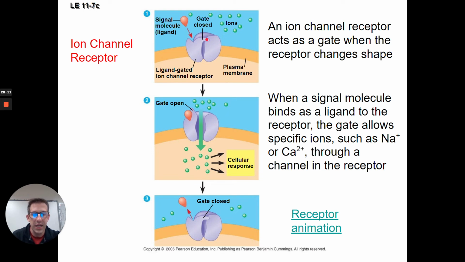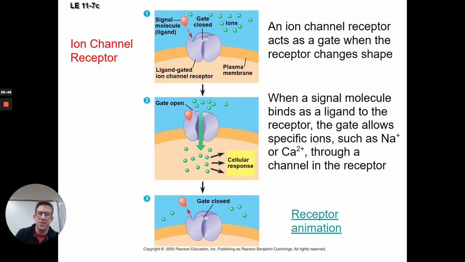Initially, it's got this little gate across the pore, all right? And that gate closes everything. Nothing's going to come through there. But when the signal molecule binds to this area, what it's going to cause is this little gate to flip up. Okay, and that's what we see in picture number 2. The gate has flipped up, and how do we know that this thing has been activated? It has changed its shape. Okay, the gate is closed, the gate is open. I've never seen such an easy way to identify a shape change, right?